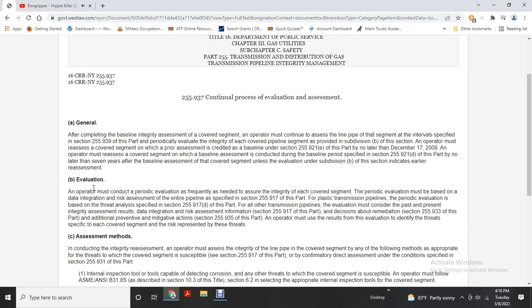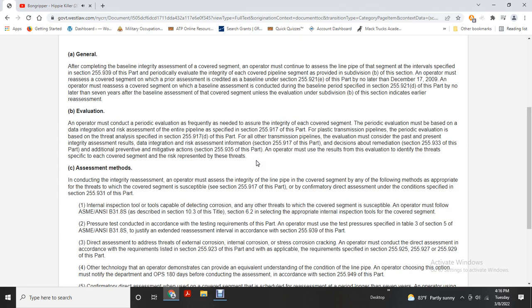of section 255-921 part no later than December 7th, 2009. Operator must assess the covered segment of the baseline assessment conducted during the baseline specified in 255-921 of this part, but no later than 7 years after the base assessment of the covered segment, unless the evaluation of the subdivision B would indicate the earlier reassessment.